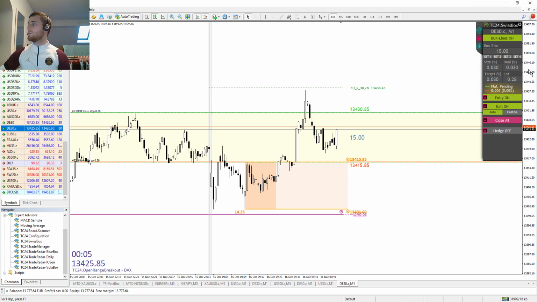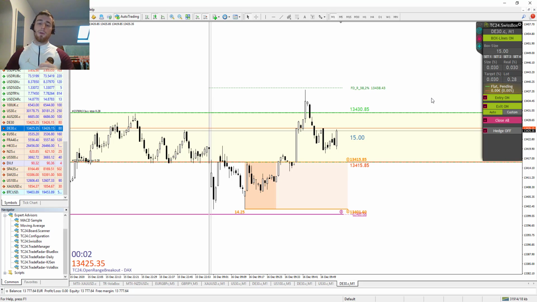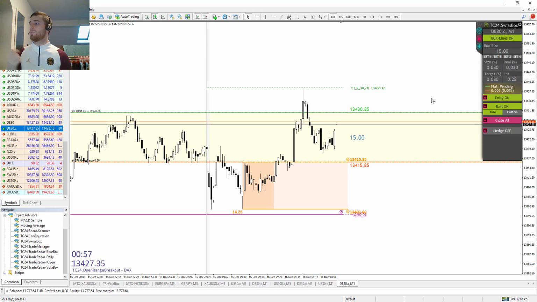In order to gain. So here we have a target percentage of 0.03%. So we will always end up in 0.03% profit from the SwissBox. So it's a semi-automatic tool. Once we found our settings that we want to trade with, we just have to make sure that we place our SwissBox in the correct areas on the chart.